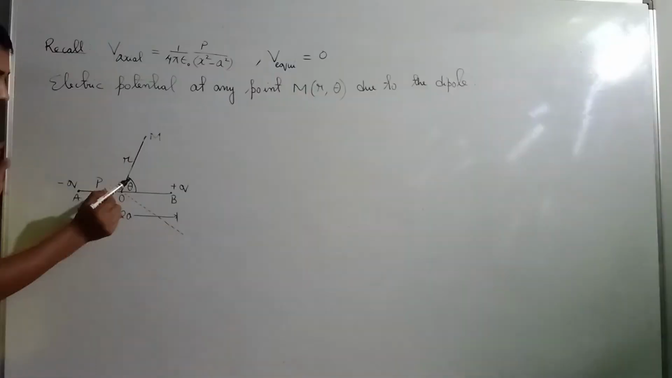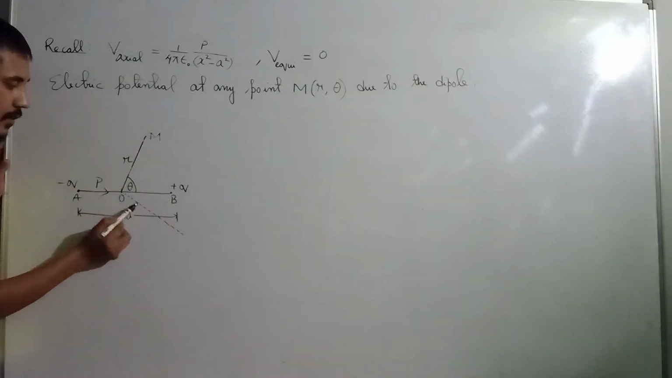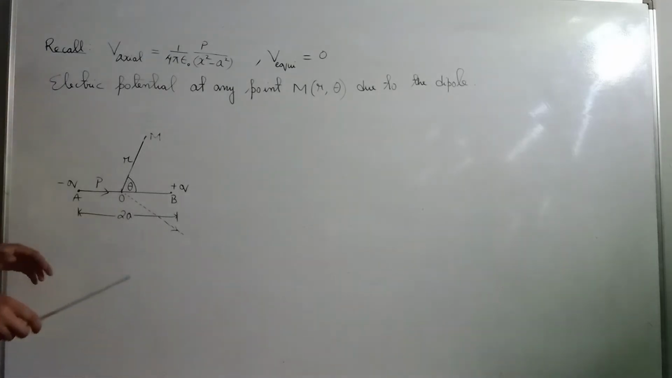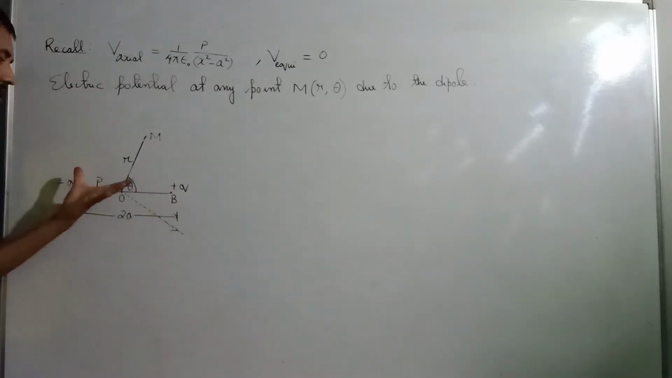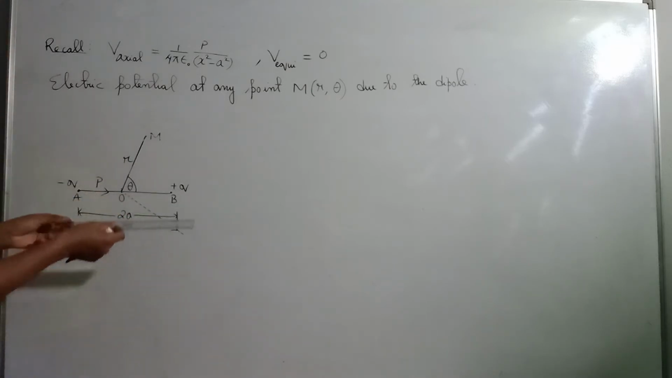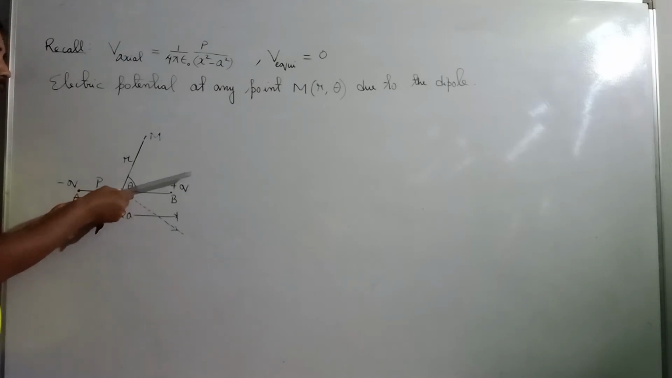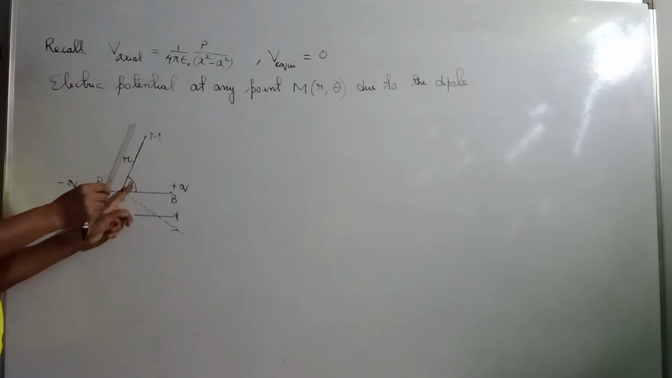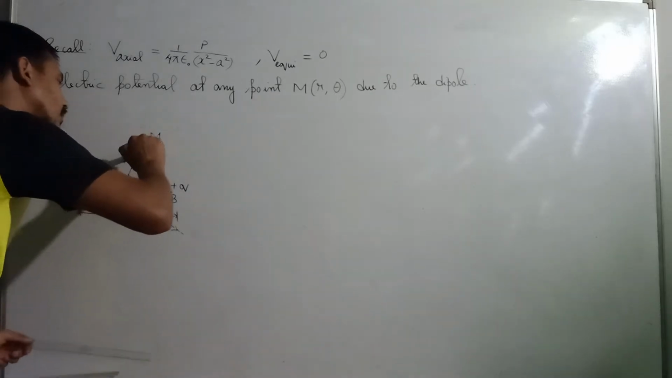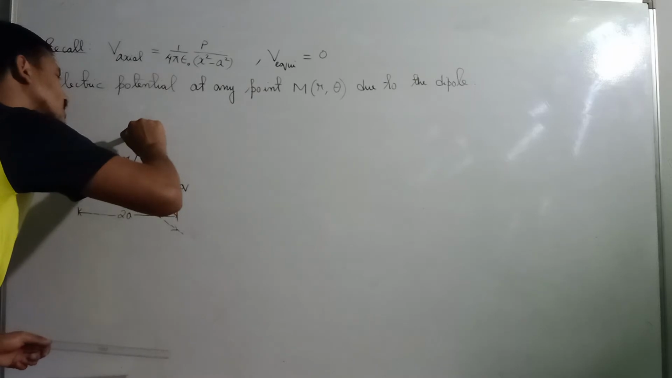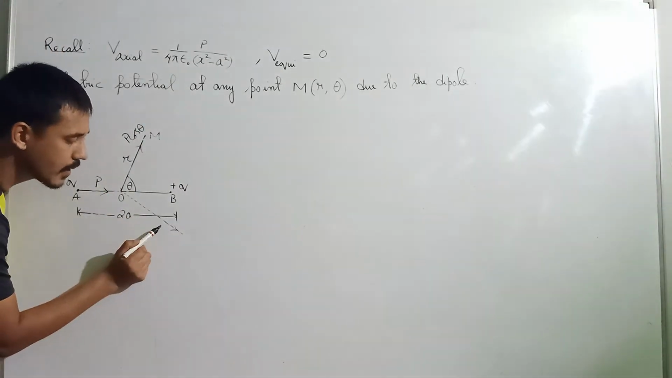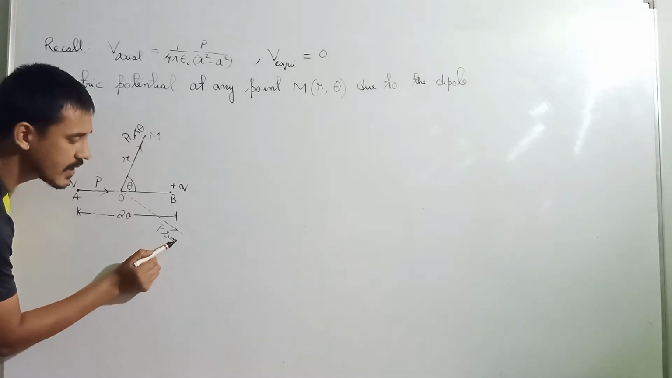Is it okay? It is perpendicular to OM, right? Are you following that? So I'm resolving the dipole. I have denoted this dipole by P. And if you resolve this P into two components, along this OM, along the angle theta, your dipole will be P cos theta. And perpendicular to this P cos theta, your other component will be P sin theta.